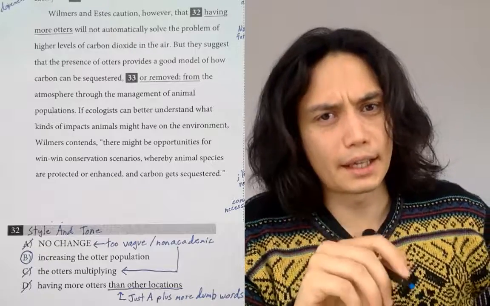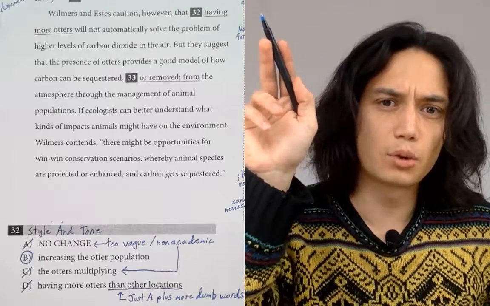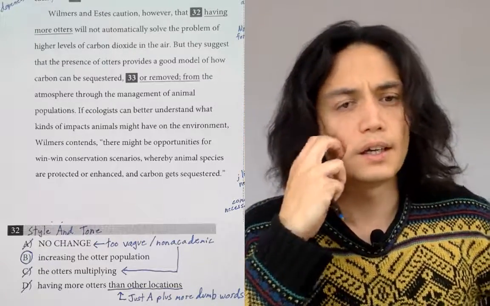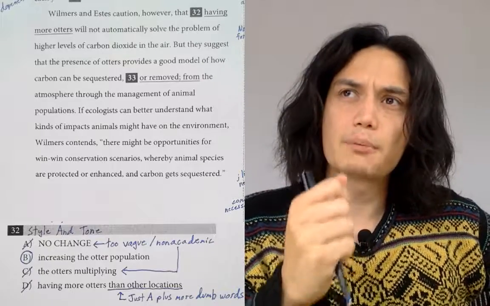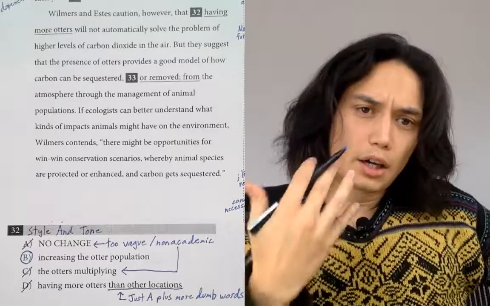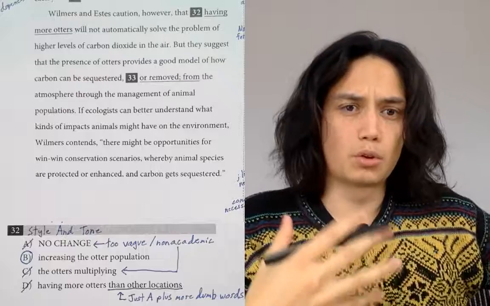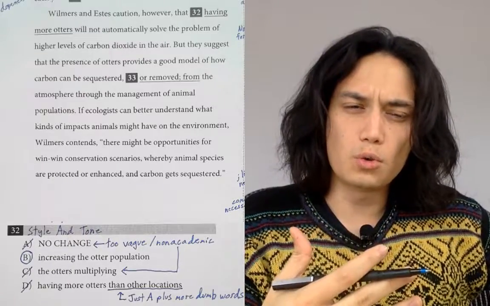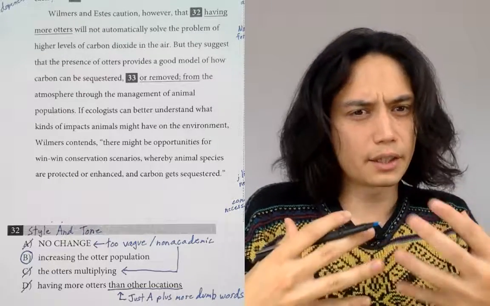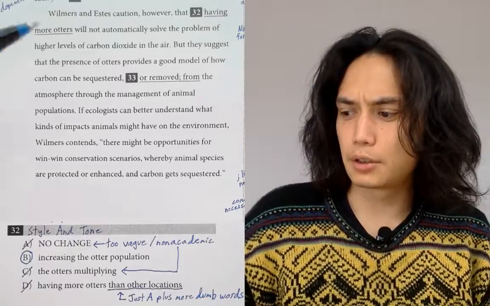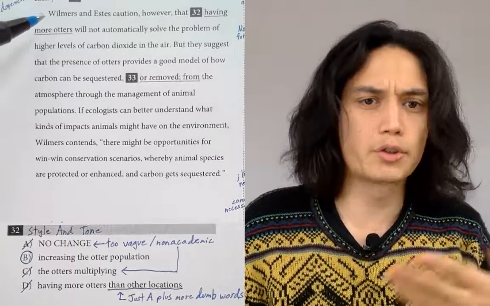And I think what they're getting at with respect to this "having more otters" construction, and they're calling this vague, I think it's because it's not clear when you say "having more otters" who is doing the having. Here we're talking about, so we've talked about how otters are good for the environment.